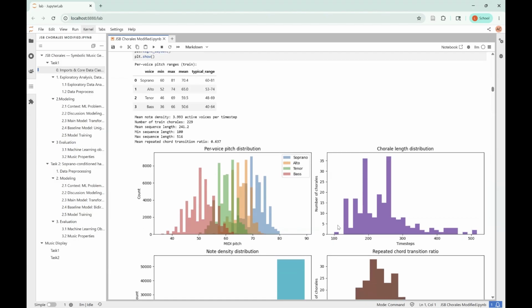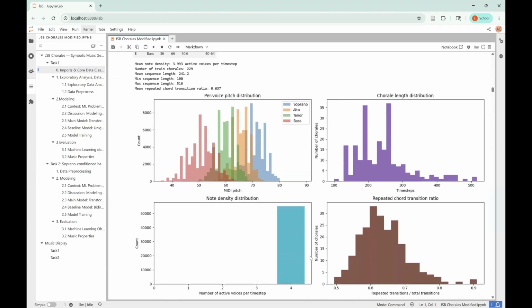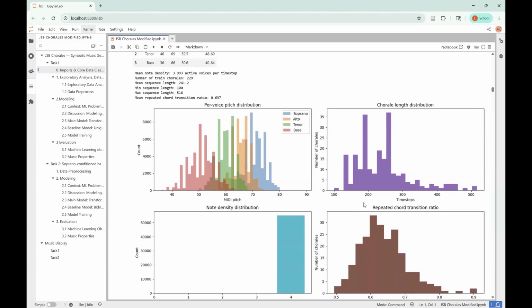The length distribution shows that most chorales have moderate sequence lengths, while a few are much longer. This means padding is needed during batching.